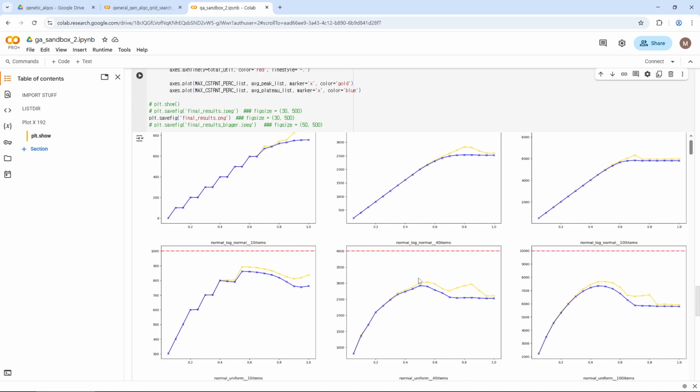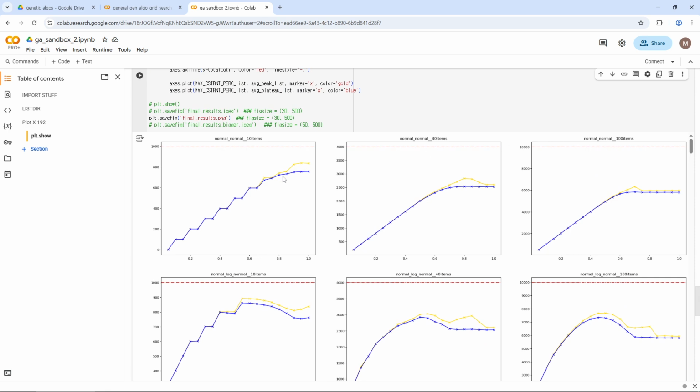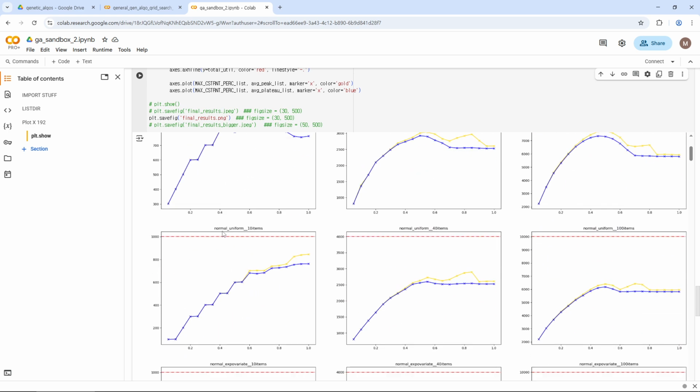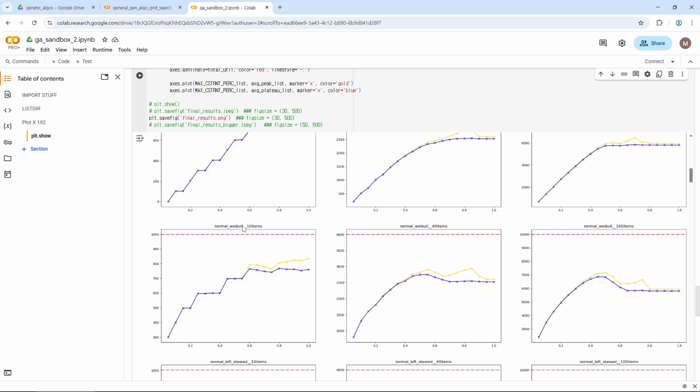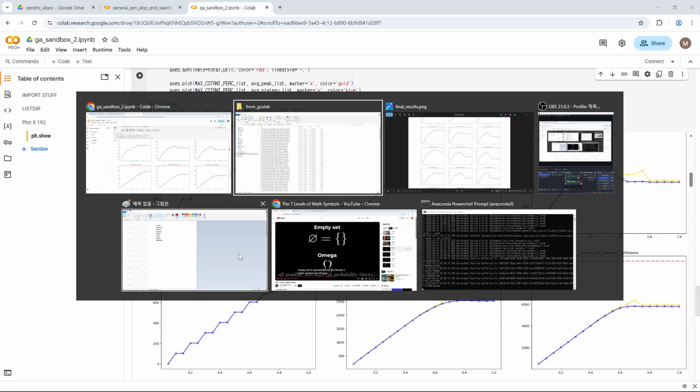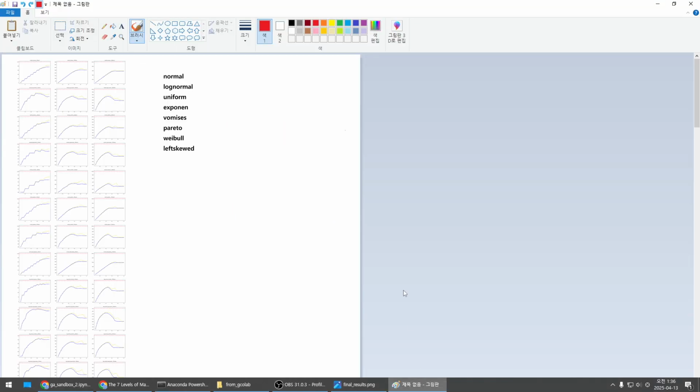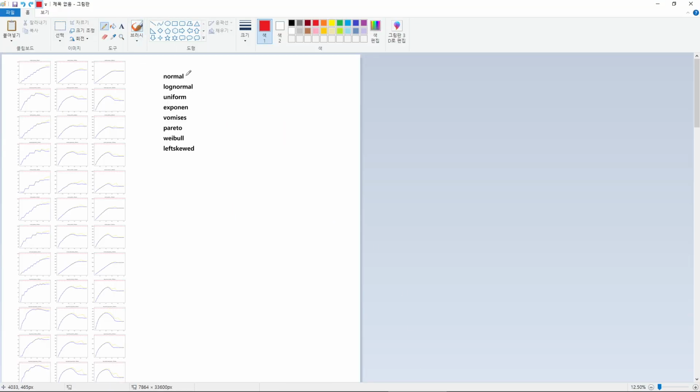Yep. So first, normal, 10, 40. The leftmost is 10 items, in the middle is 40, the rightmost is 100. And we go from normal log normal, uniform, normal expovariate, normal von Mises, normal Pareto, normal Weibull, normal left skewed. So that's exactly like this: normal log normal, uniform, normal exponential, and on and on and on.